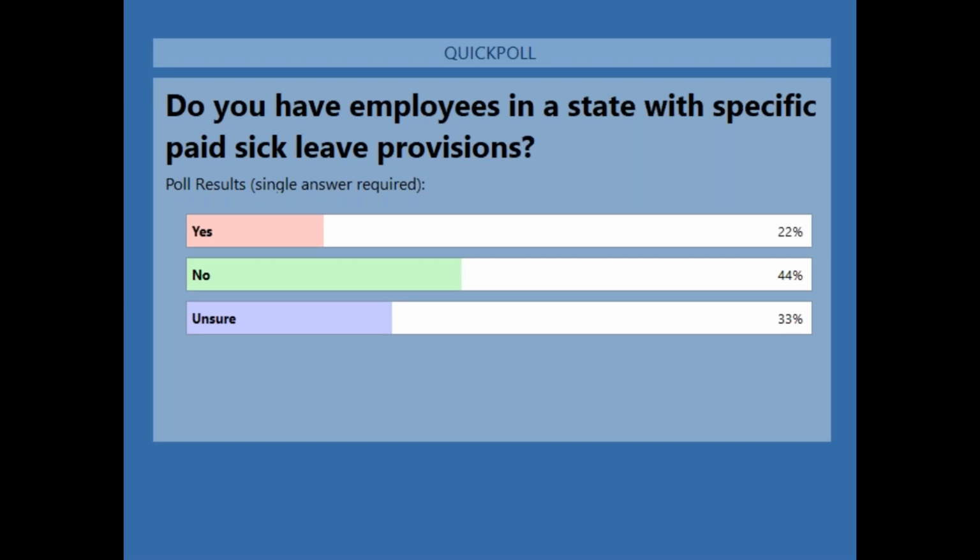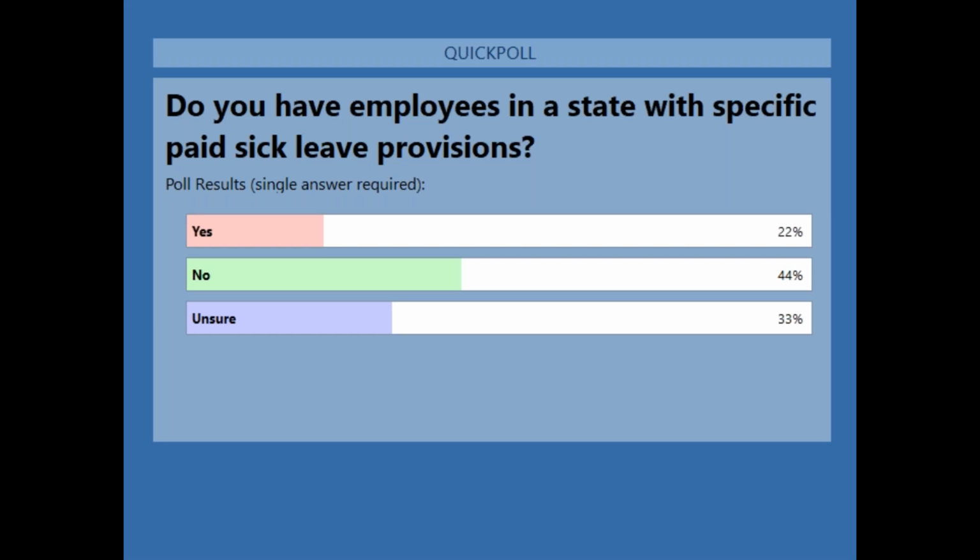So 22% of you said, yes, absolutely, this is something we need to consider. 44% of you said, nope, we don't even need to worry about it. Great, then pick whichever policy works best for you. And then 33% of you are unsure. Thank you so much for sharing that. It can be incredibly confusing.